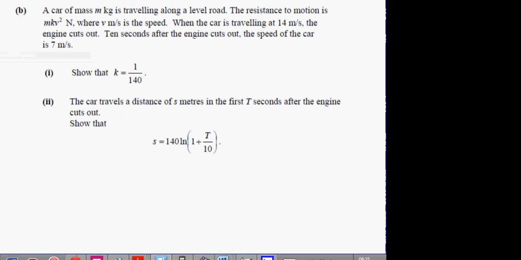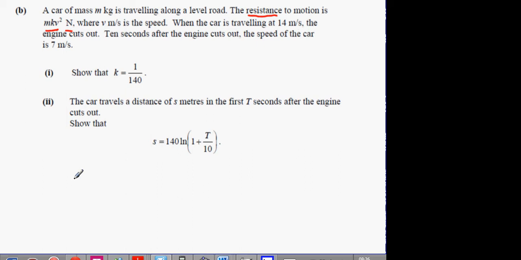Okay guys, a car of mass m kilograms travels along a level road. The resistance to the motion is mkv squared newtons. That's the unit, not actually in the equation. Here v is the speed the car is traveling at, 14 meters per second. The engine cuts out. 10 seconds after the engine cuts out, the speed of the car is 7 meters per second. Show that k equals 1 over 140.